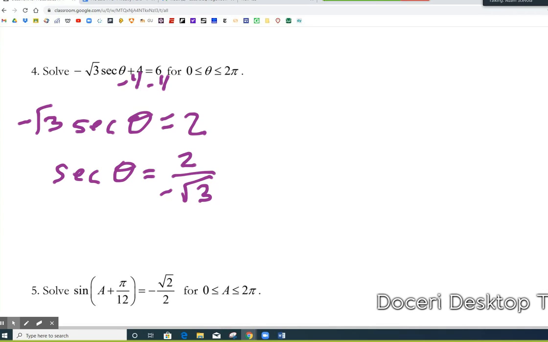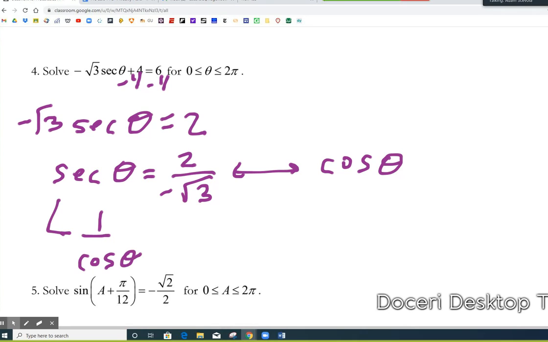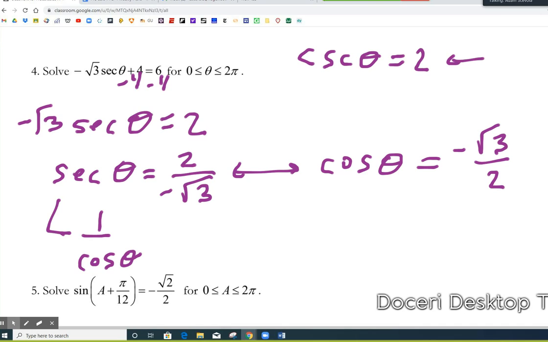The reason why you're wasting time here is because when you convert this to cosine, all right, secant is equal to 1 over cosine. So if we flip it, if we change secant to cosine, that means we have to flip 2 over negative root 3, which would be negative root 3 over 2. All right, same thing would happen if I had the cosecant of theta is equal to 2. That means the sine of theta is equal to 1/2 because cosecant and sine are reciprocals. So if you go from cosecant to sine, you can just flip 2 to 1/2 and you're good.